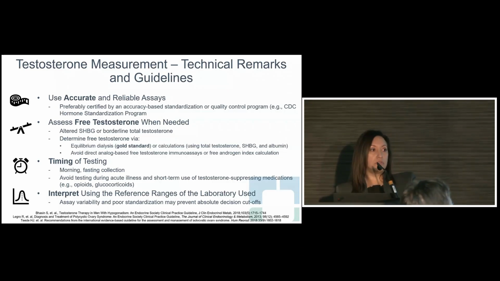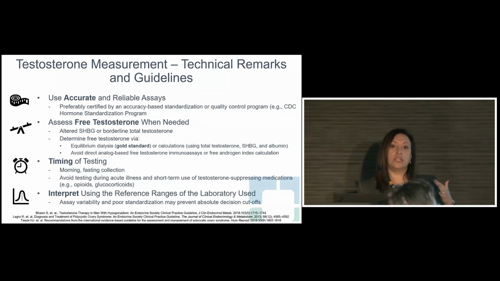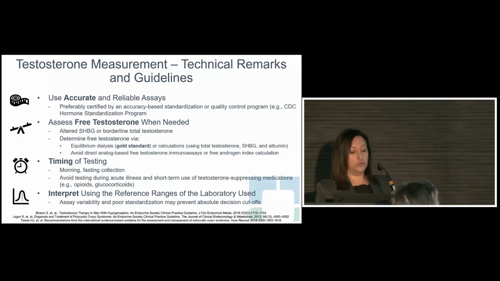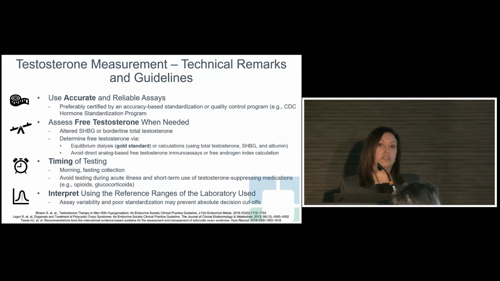They also recommend to test in the morning and fasting, and to avoid testing in conditions that can affect testosterone, like acute illness, or in situations where the patients are taking drugs or medications that can affect or suppress testosterone, like corticosteroids, for example. And to interpret using a reference interval that is derived for that specific assay. And they highlight this because of the recognition that there's a lot of assay variability and poor standardization across assays, and really no universal cutoff established.